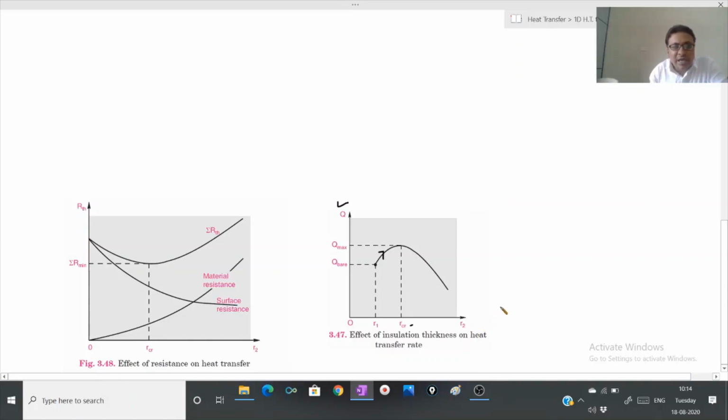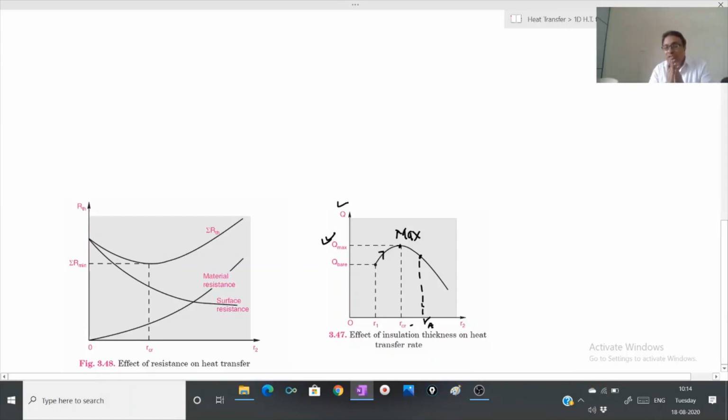And when the radius of insulation is equal to the critical radius of insulation, at this point the heat transfer rate will be maximum. If we further increase the radius of insulation, let's say at this point, the heat transfer rate will start decreasing, and if we further increase, it will go on decreasing and decreasing.